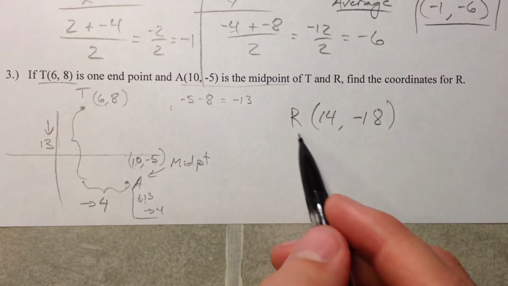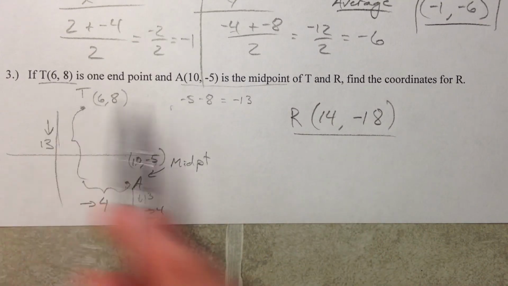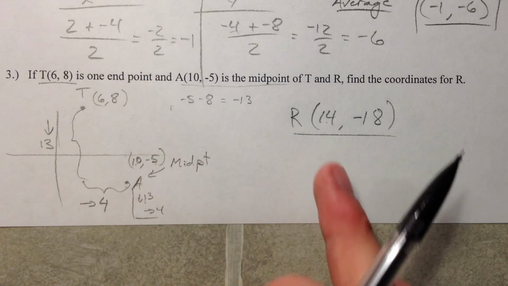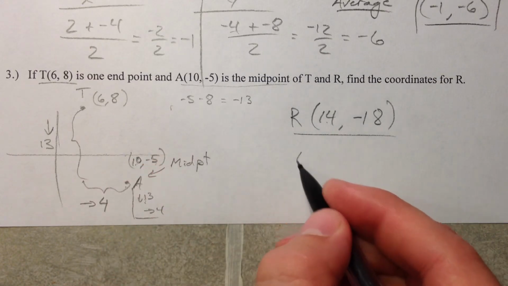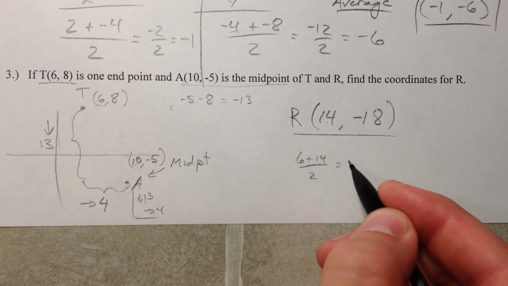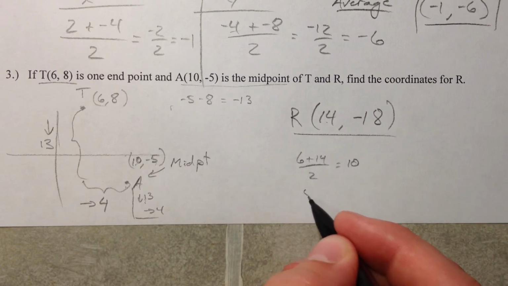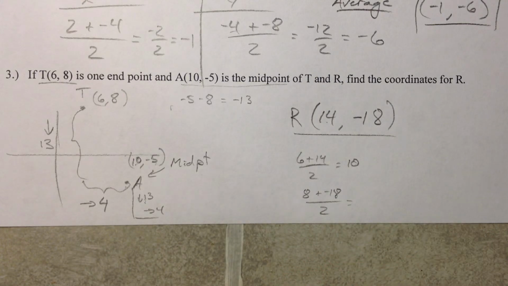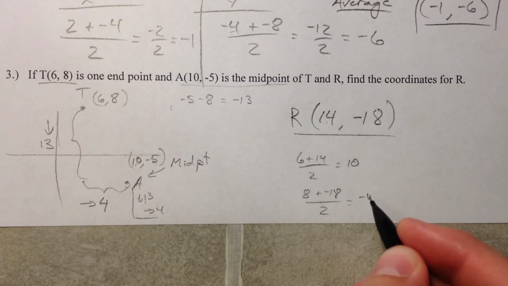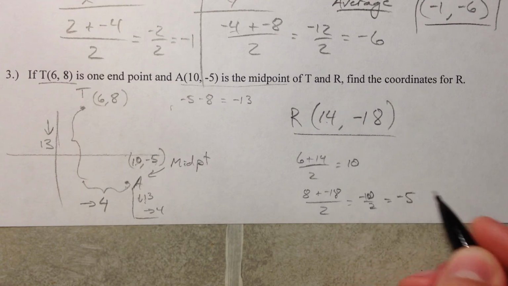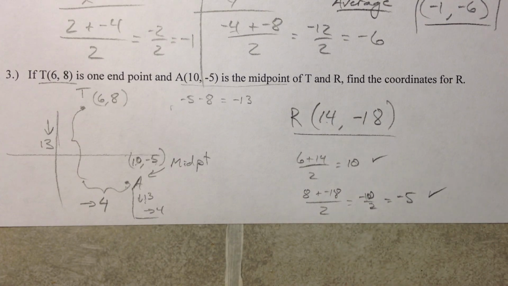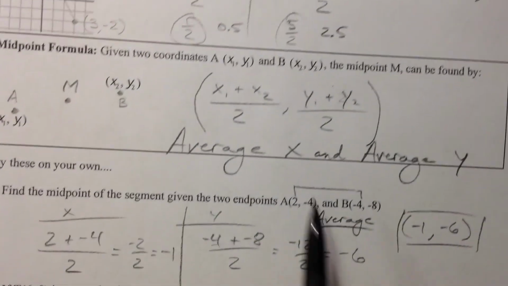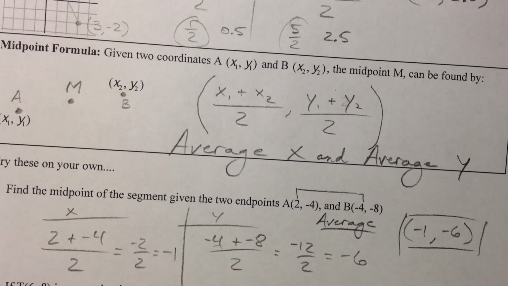And notice now that for R and 6, 8, if you do 14 and 6, you're going to average them, so 6 plus 14 is 20, divided by 2 is 10. And if you do 8 plus negative 18, averaging together, you get negative 10, divided by 2 is negative 5. And so this is checking that it's actually working for our midpoint. And there you have the midpoint formula. Remember, one word, average. That's all the midpoint is.